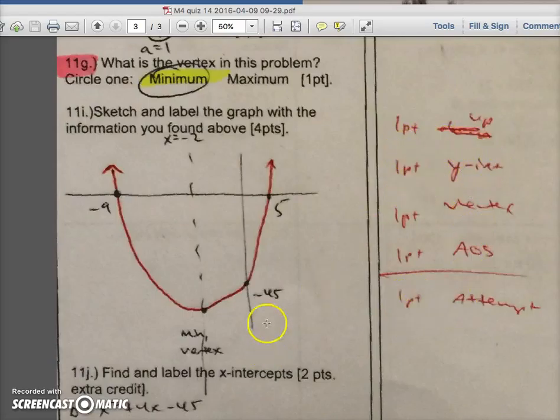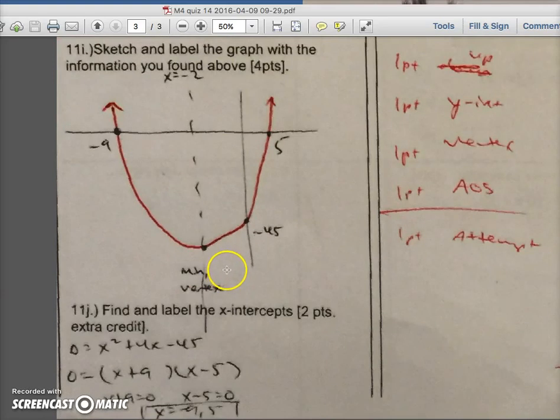Got the labeled the y-intercept, so it says sketch and label. So label means actually write on the graph. You have your vertex. You don't have to write the ordered pair. You can, but I'm looking for the word vertex or the minimum more specifically, and axis of symmetry. 11J was the same. If you solve, you'll get this to be -9, +5.